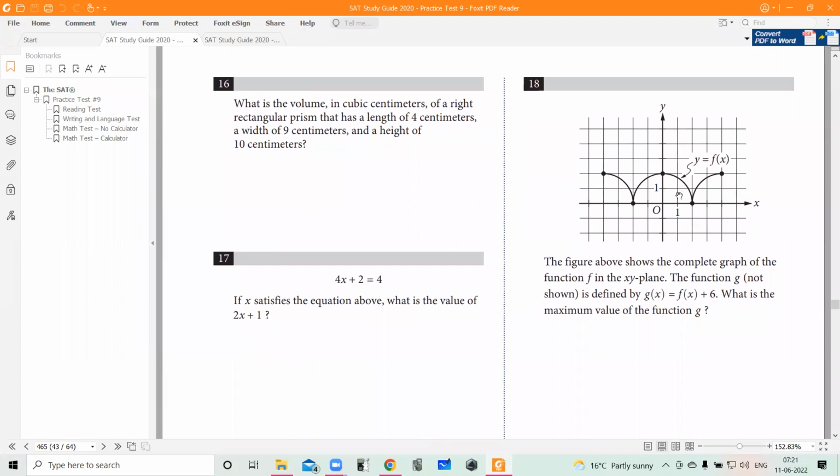So you're having some graph here, and it's telling you the figure above shows the complete graph of a function f in the xy plane. The function g, not shown, is defined by g of x is f of x plus 6. You remember when we're having a parabola y equals x squared, the simplest parabola, it was like this. When I told you that if you have to shift it up or down, then you have to simply add or subtract. For example, x squared plus 5, then you'll be shifting it 5 units up. And if you want to shift it down, then you'll be subtracting that number.